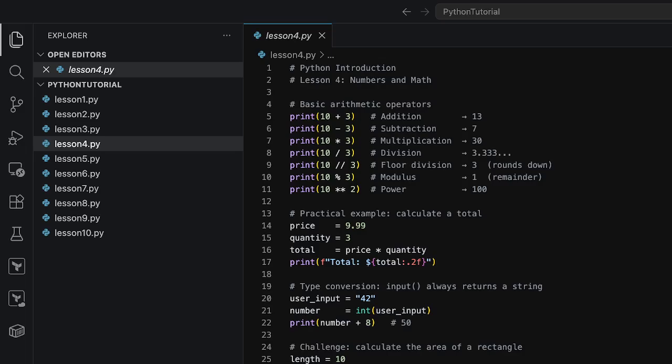Scroll down to the challenge. We calculate the area of a rectangle by multiplying length and width. Here is your challenge. Pause the video. Write a program that asks the user for their hourly wage and how many hours they worked. Convert both to numbers. Calculate their total pay. Print the result.